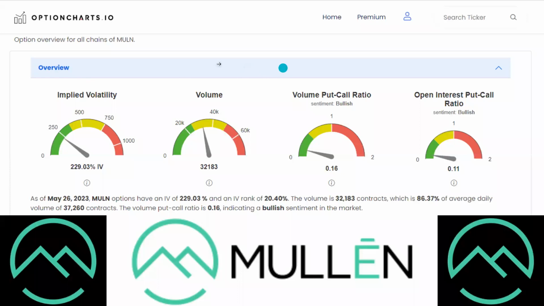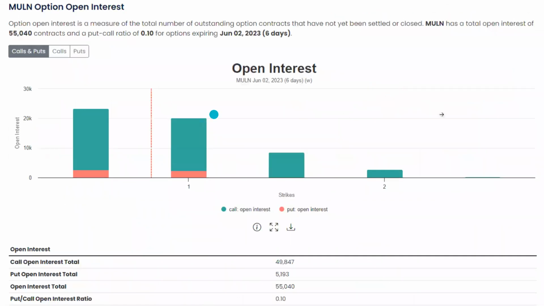We're also going to go to optioncharts.io and take a look at some of the put to call ratios as well as some of the high open interest option expiration dates.